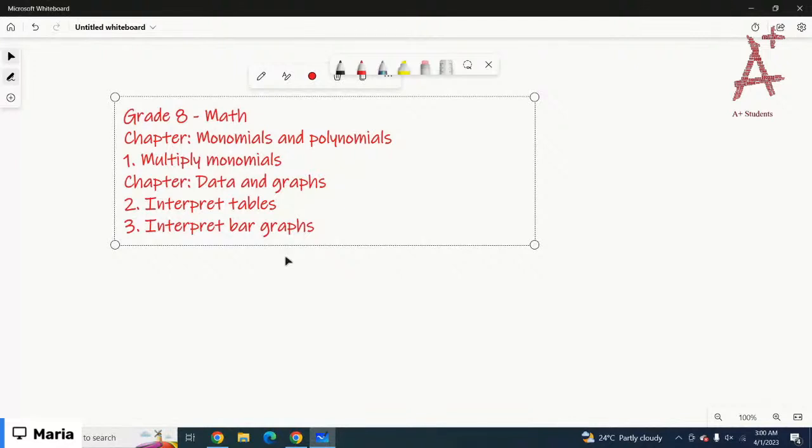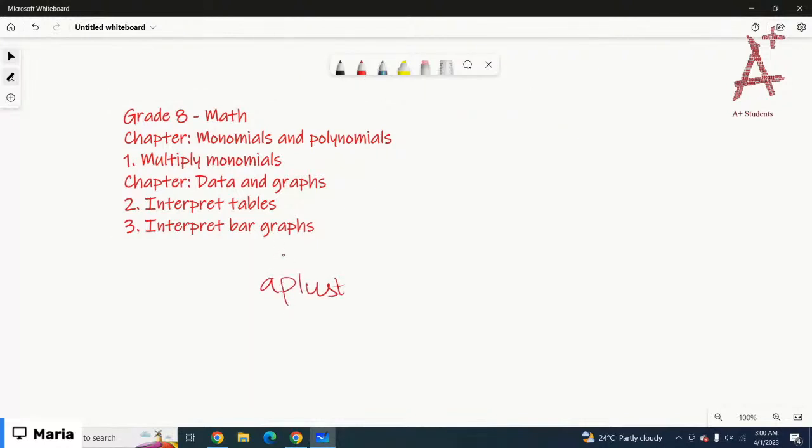So we're going to start with grade 8 maths. You can find all the lessons on aplusstudents.com. You have to log in there using your email address and password provided by the administrator. Then you have to select math from the subject tab.